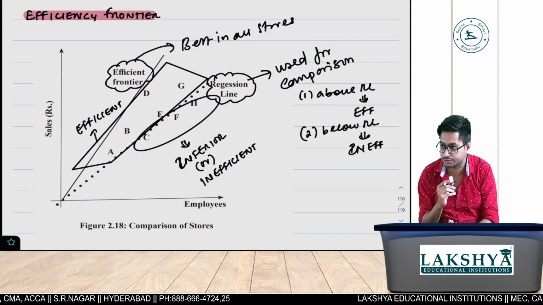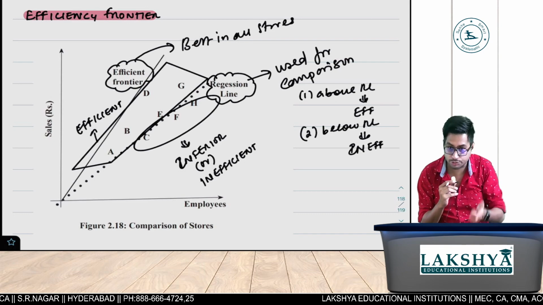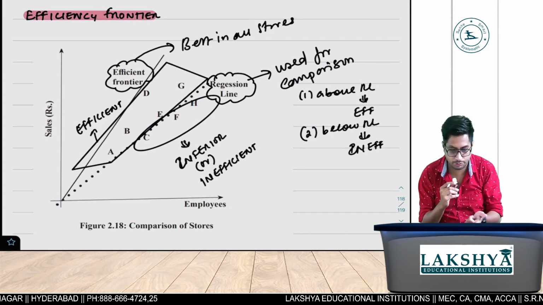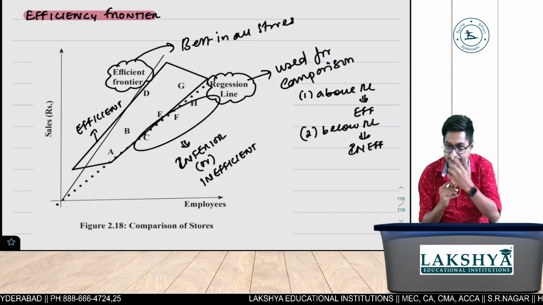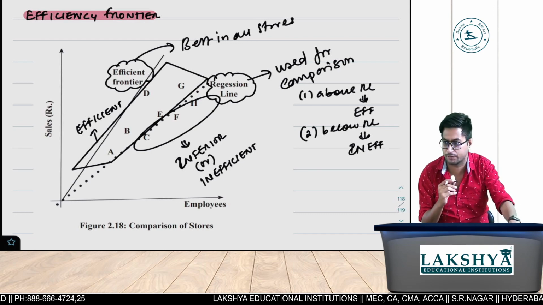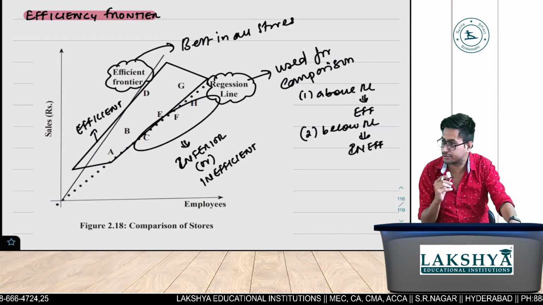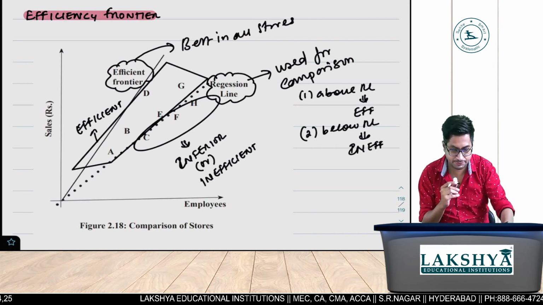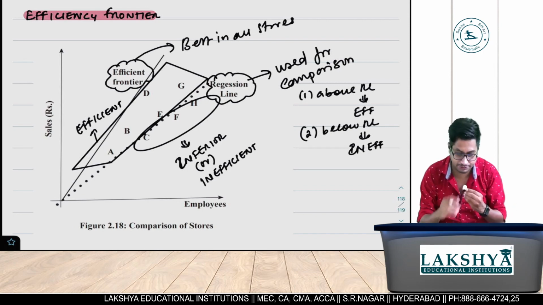Till here you understood? You want to draw this? You draw. I have no problem because it's already there in the material and this is just a simple one. So you understood this example here. Now we will write the notes, the notes on the efficiency frontier.